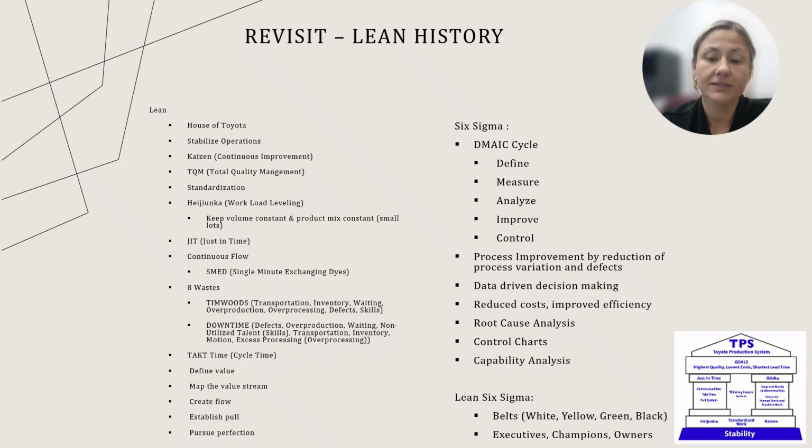You'll focus on root cause analysis, control charts, and capability analysis, and then eventually you combine Lean and Six Sigma into one, which is Lean Six Sigma, and that's where you have your executive leaders, your champions, your ownerships, and everybody really comes together. From an educational standpoint, that's where you can earn belts, the white, yellow, green, and black belts, which determine your level of expertise. But it's all focusing on the same goal: to keep costs down, quality and efficiency up, and eliminate waste.